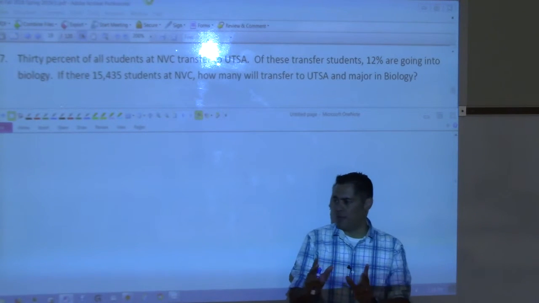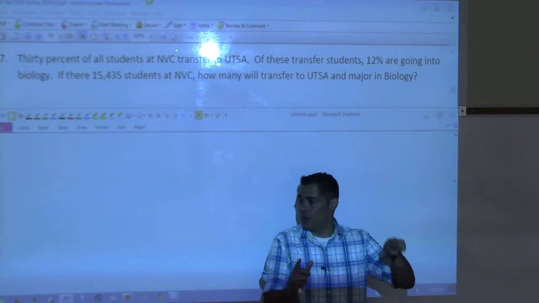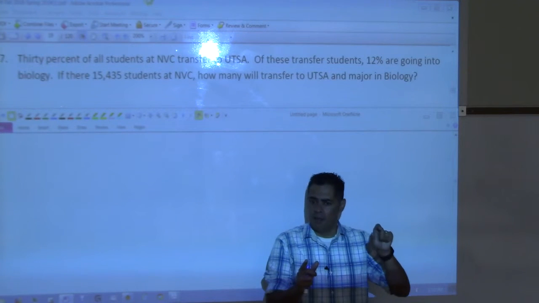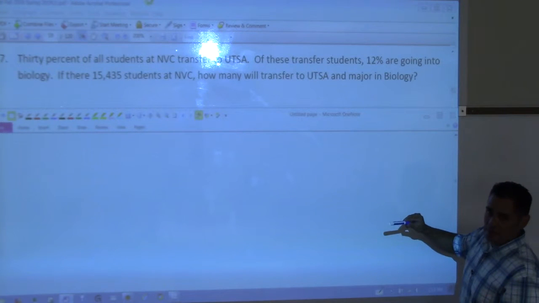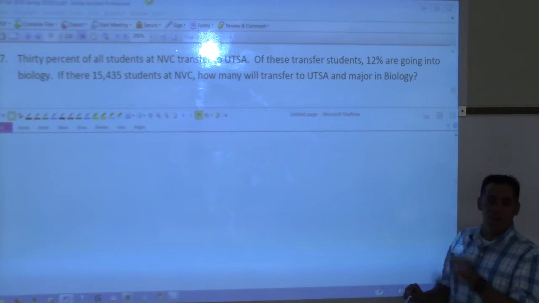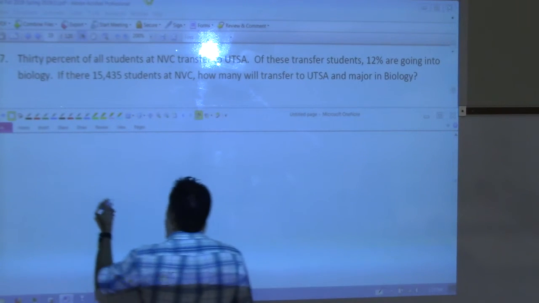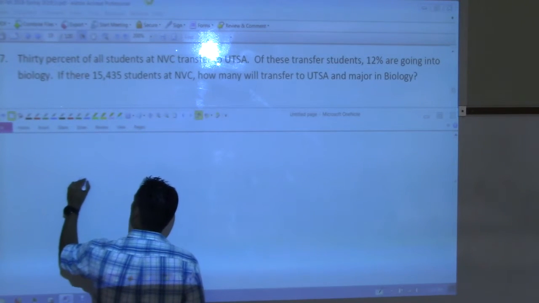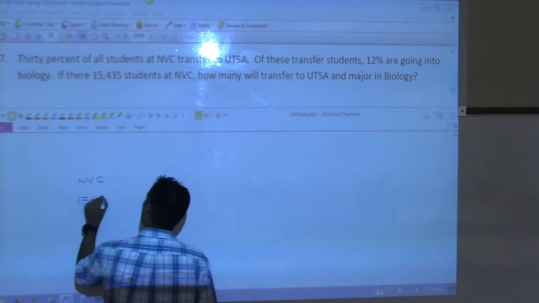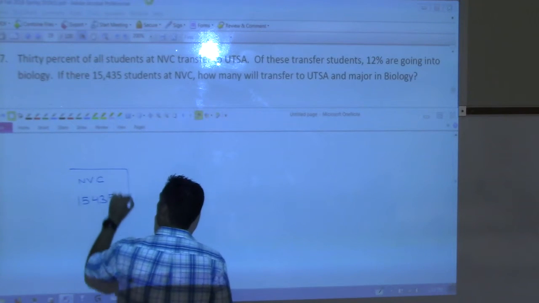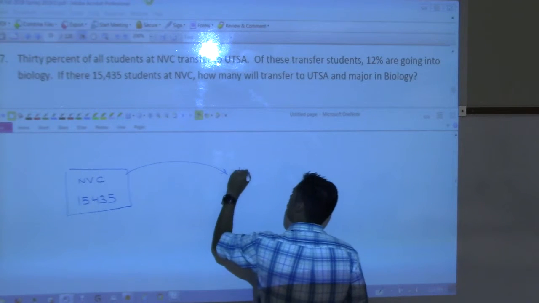That would give us what if we did that? The number of students that are transferring to UTSA. Okay? And then that number, we multiply by 12%, and those are how many are going into biology. That makes sense? So we're going to take our total number of students here. So this is NVC right here. We have 15,435 students at Northwest Vista. And then what we're going to do is figure out how many of these students go to UTSA.